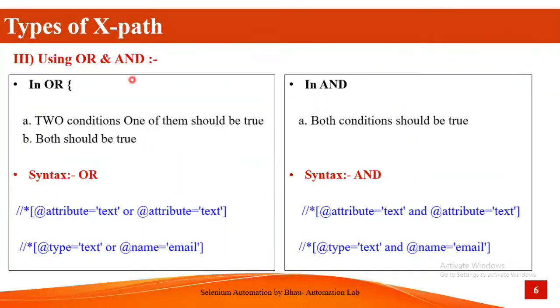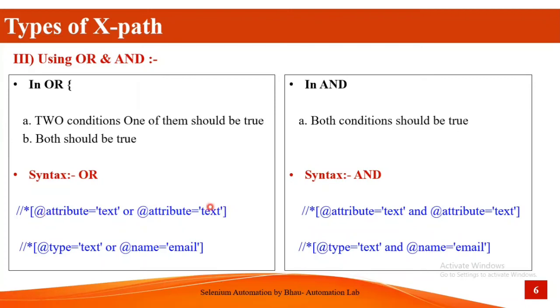So let's try to understand more types of XPath, like using OR and AND operators. These are conditions. In OR, of two conditions, one of them should be true. While working with Selenium, Java, or any programming language, you have already used these conditions in if statements. If you define OR in your XPath, then of the two conditions, one of them should be true, and if both are true, it still works.